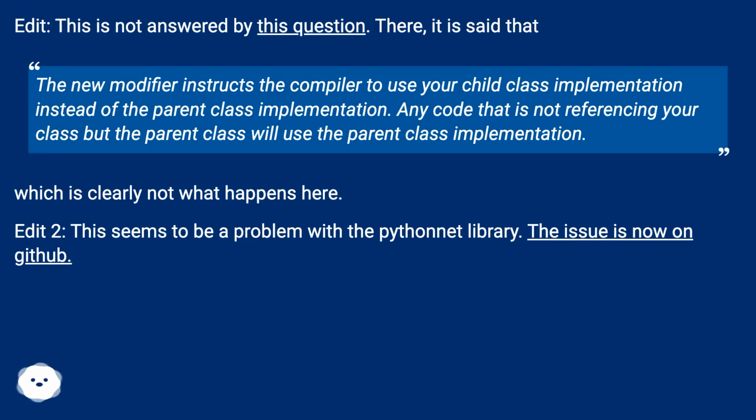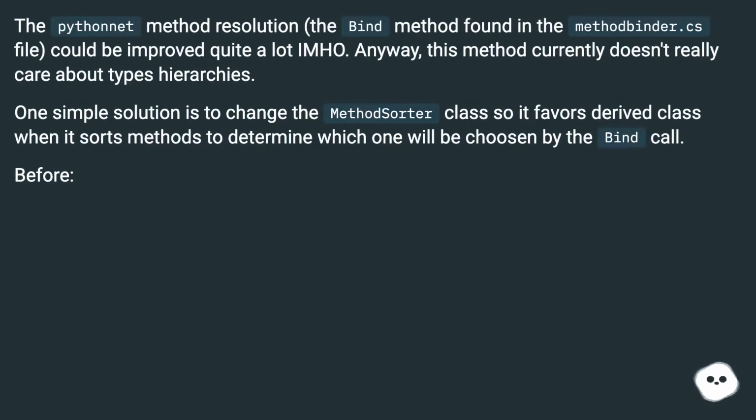Edit 2. This seems to be a problem with the Python.NET library. The issue is now on GitHub. The Python.NET method resolution, the bind method found in the methodbinder.cs file, could be improved quite a lot, in my humble opinion. Anyway, this method currently doesn't really care about type hierarchies.